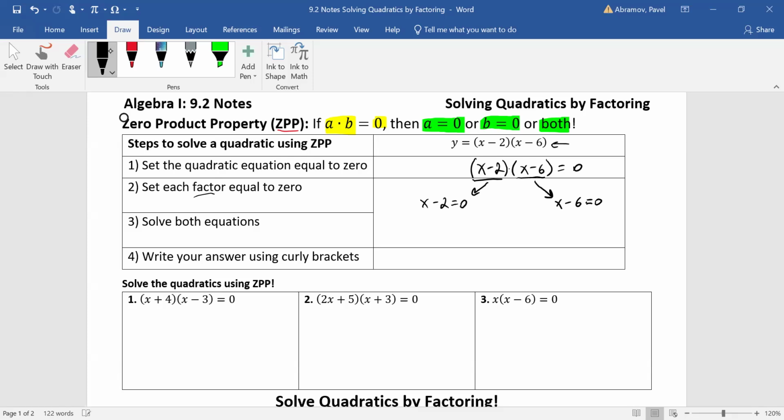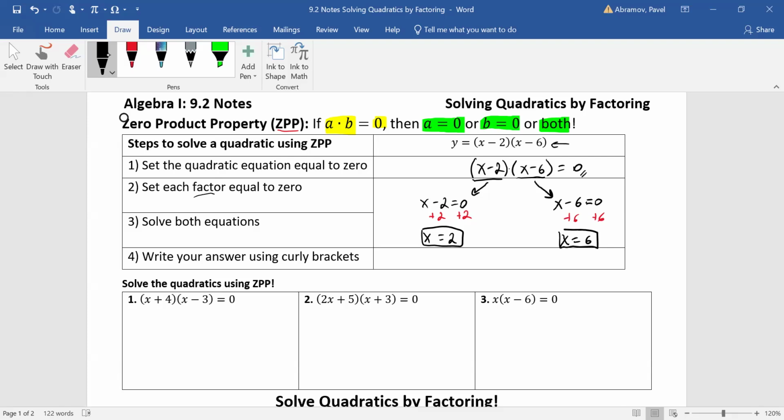So basically, this tells us that if the product is equal to 0, then either x minus 2 has to be 0 or x minus 6 has to be 0. And then we solve both equations. Well, these are one-step equations, so we add 2 to both sides for the first one, and therefore we'll end up with x equals positive 2. Or we add 6 if we're solving the other equation, and then we'll end up with x equals 6.